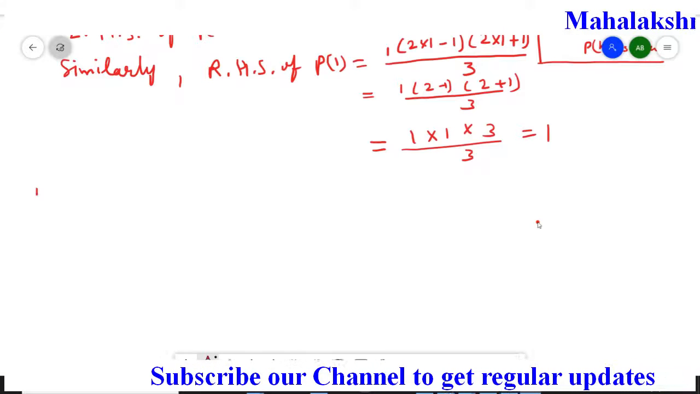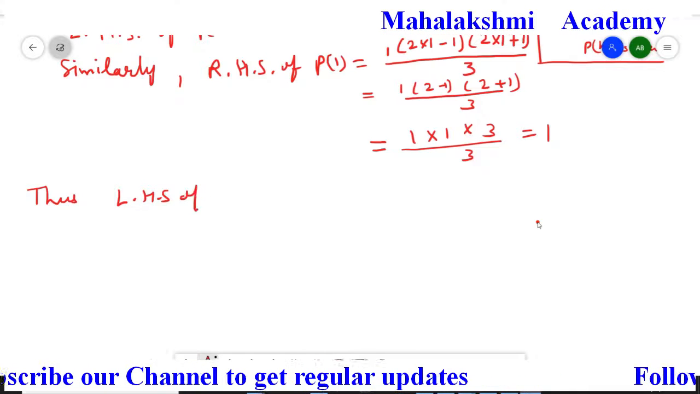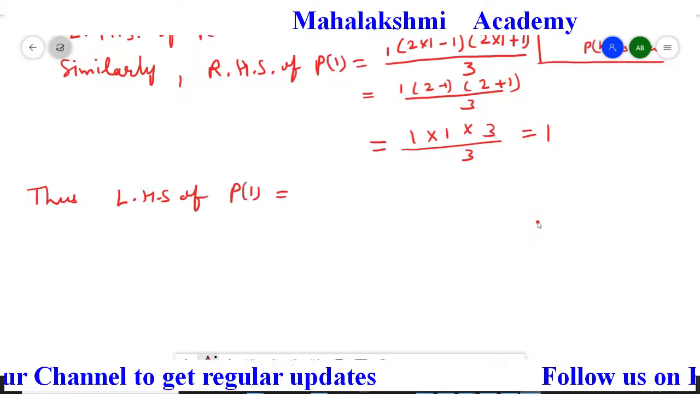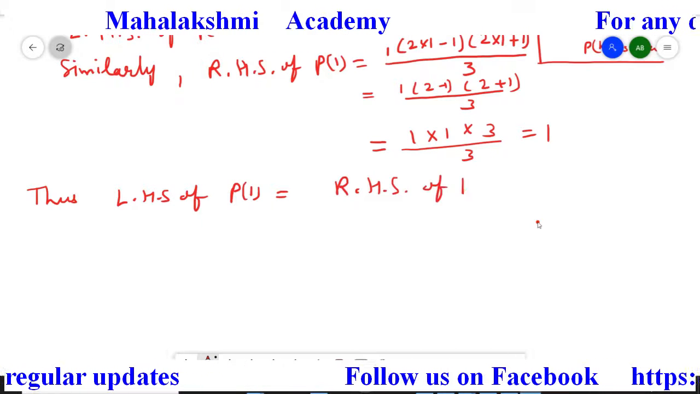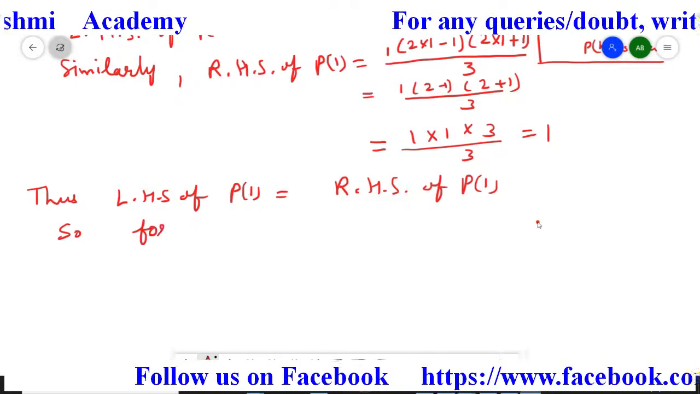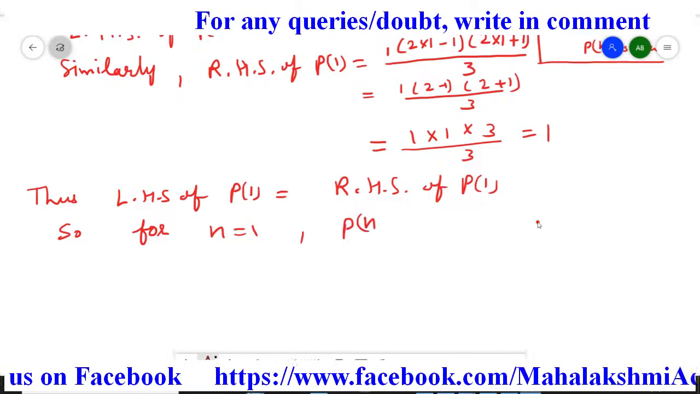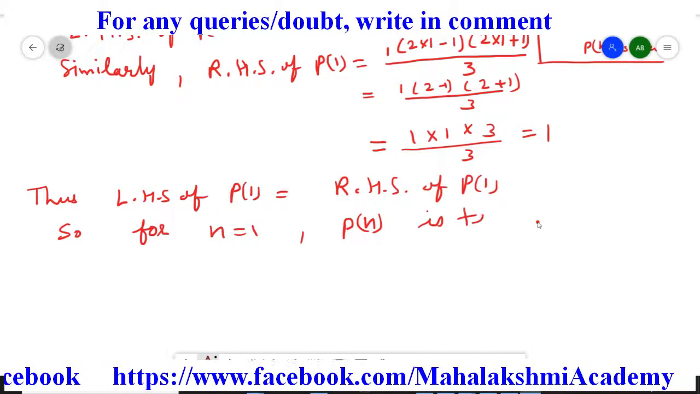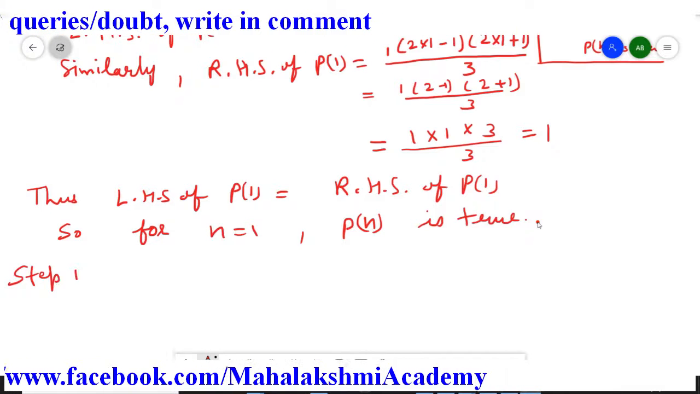So what we obtained is, thus left hand side of P1 is the same as right hand side of P1. So for n equal to 1, Pn statement is true. So first step is completed. Now we move to the second step.